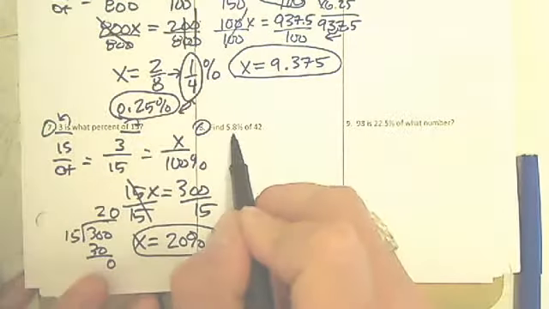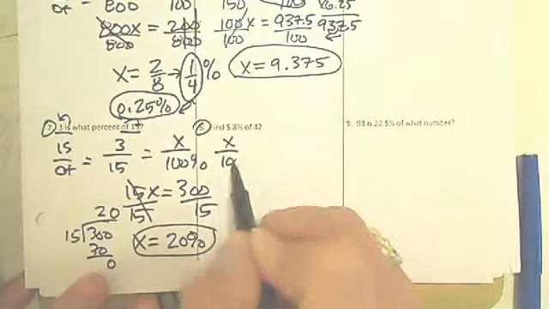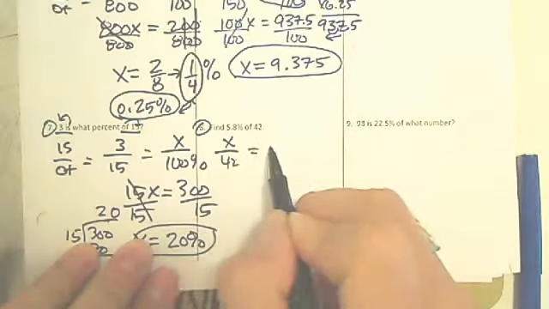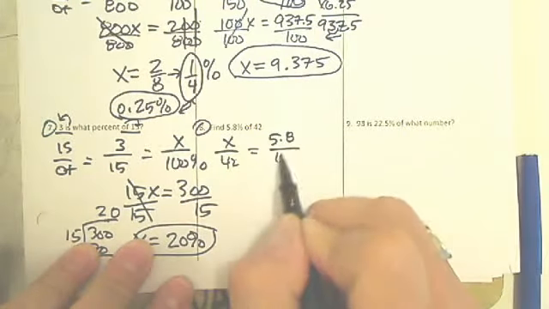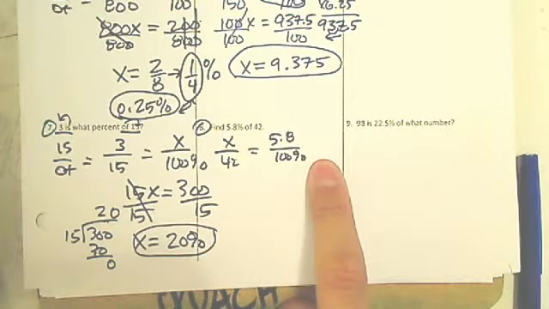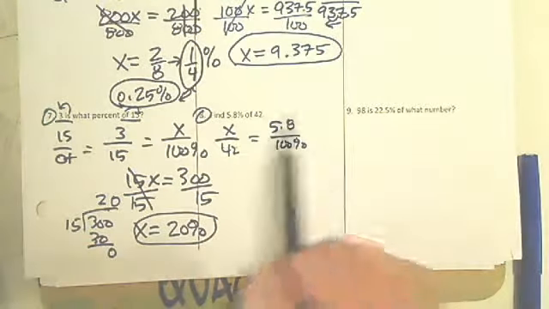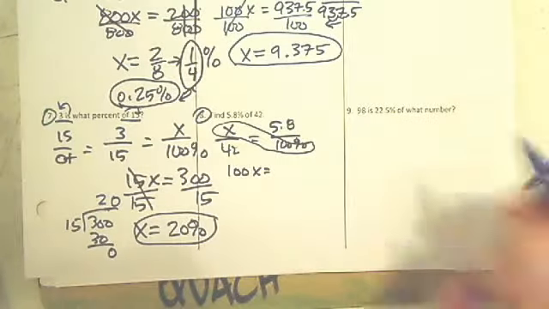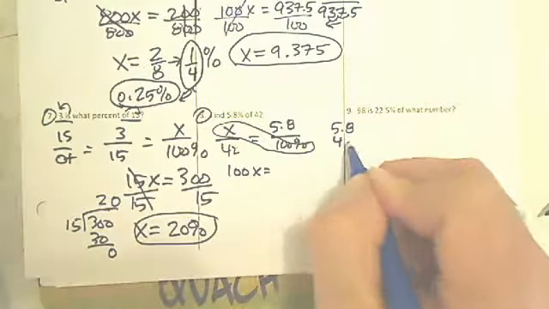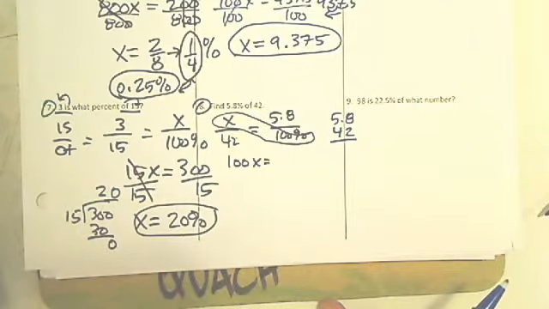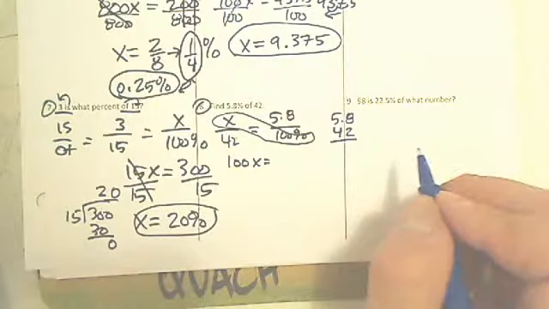Number 8. X over 100. Just kidding, X over 42, actually. 5.8% over 100%. X, 42, percent over percent. Cross multiply again. 100x equals, now we have a decimal here, 5.8 times 4.2. What was it?